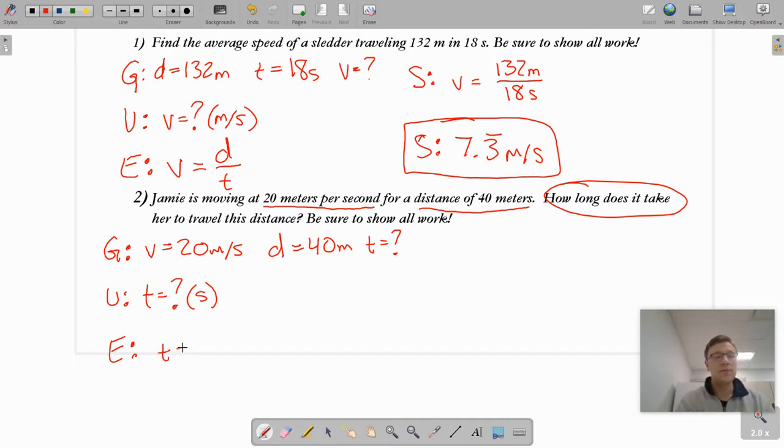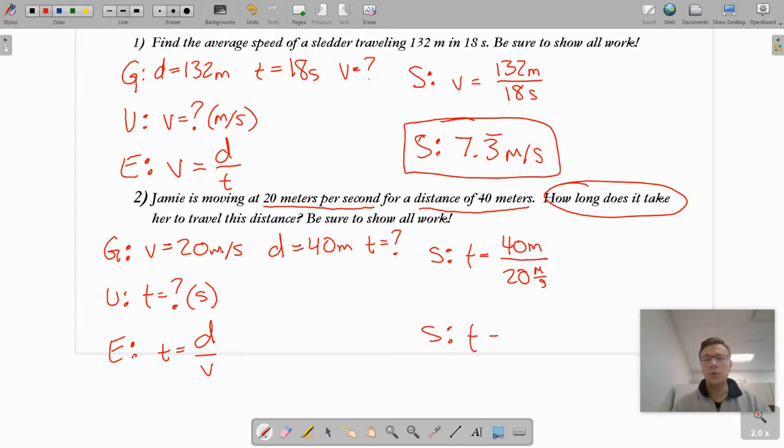Now you already have that version of the equation, so I'm just going to go ahead and write it in there. Now we'll go ahead and substitute in our givens. So time is equal to 40 meters divided by 20 meters per second. Okay, now we go ahead and solve. And we can see here that this is going to be 2 seconds. Okay, 40 divided by 20 was 2.